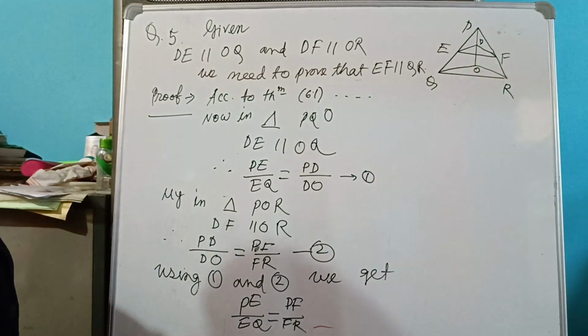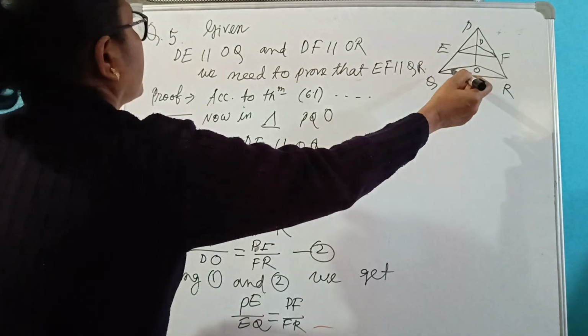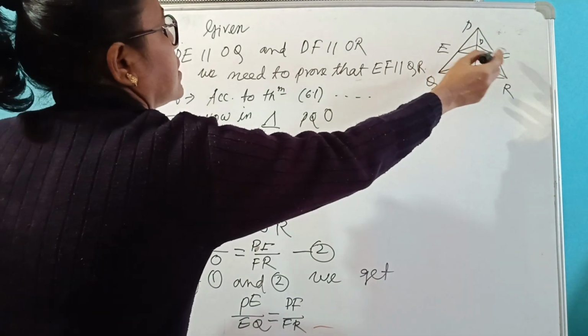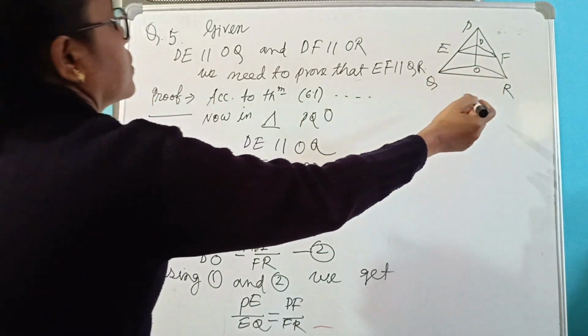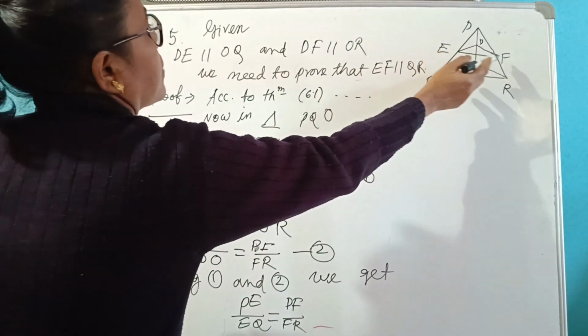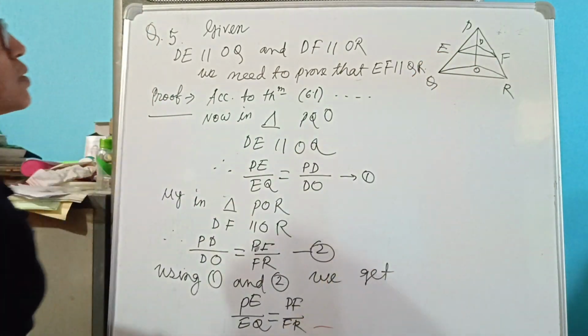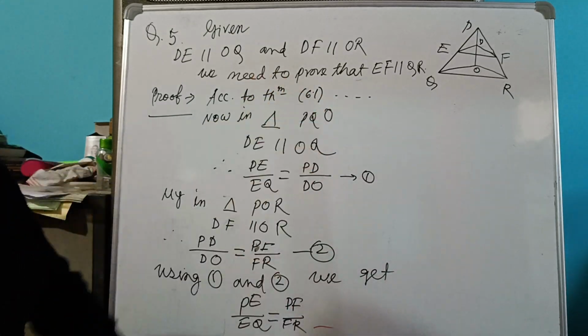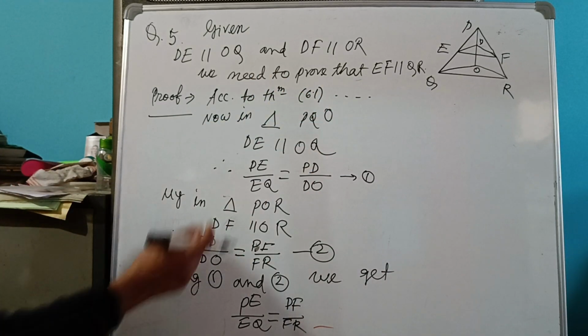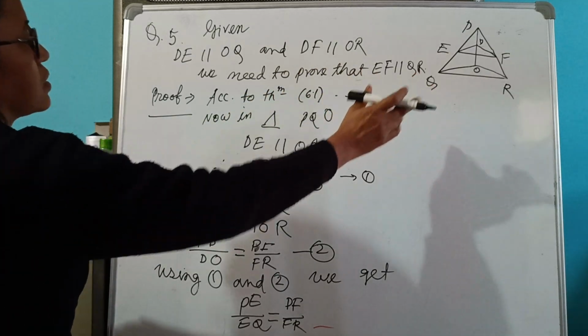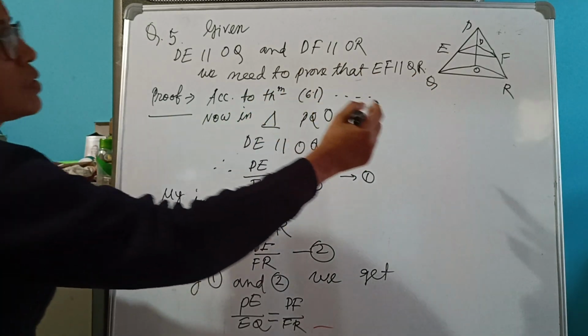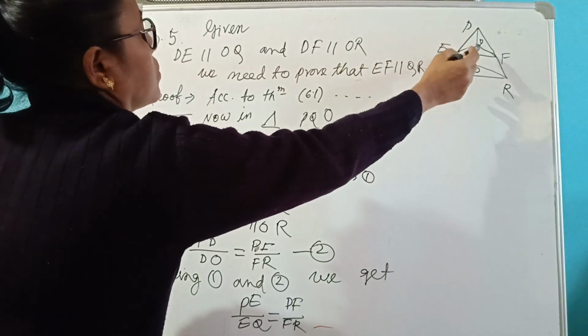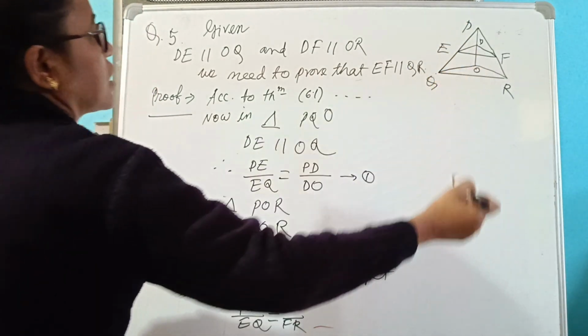What is given? DE parallel to OQ and DF parallel to OR. What to prove? That EF parallel to QR. Now see theorem 6.1. According to theorem 6.1, you must write the theorem here. Now in triangle PQO, it is a triangle.